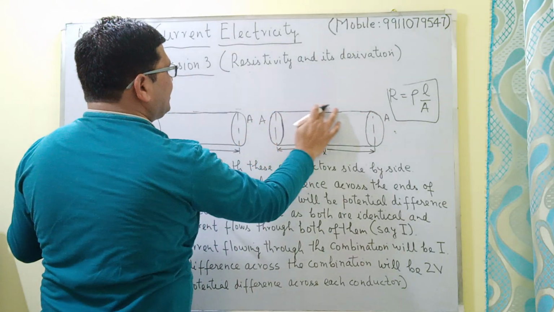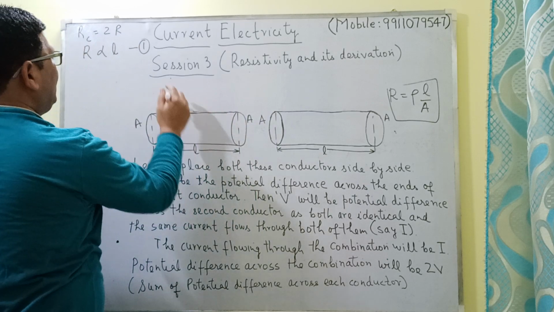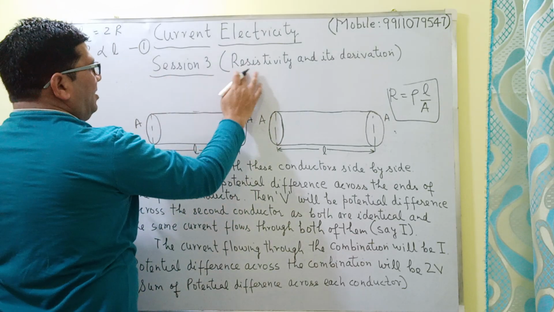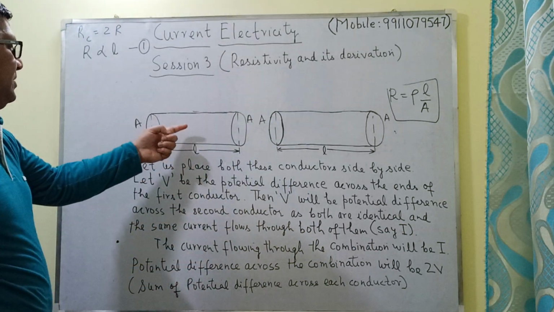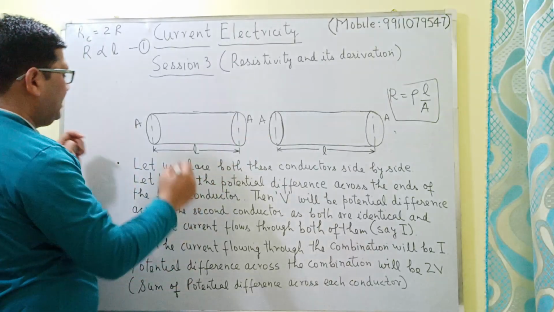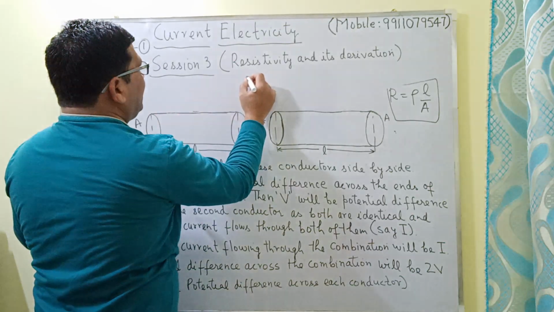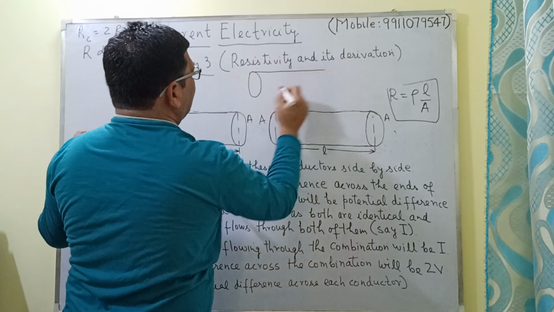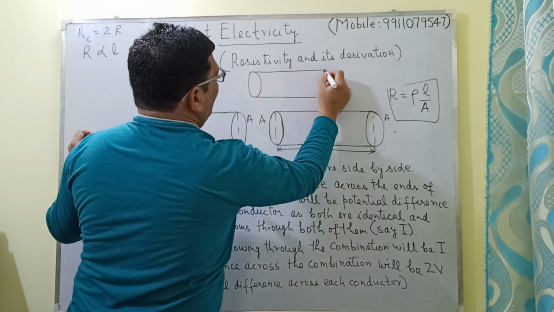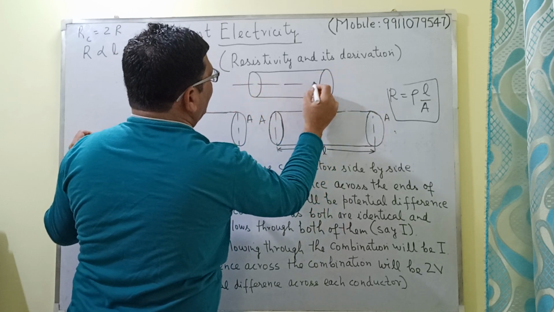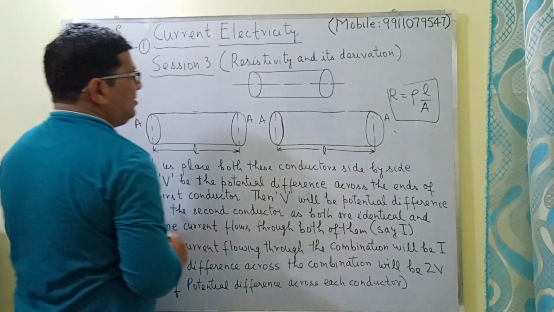Now, in the second case, what I will be doing is, let us take the case, this is the second case. In the second case, I will be splitting this conductor into two parts lengthwise. That is, this is the conductor here, something like this. So now what I will be doing is, I will be splitting this conductor from the center lengthwise.